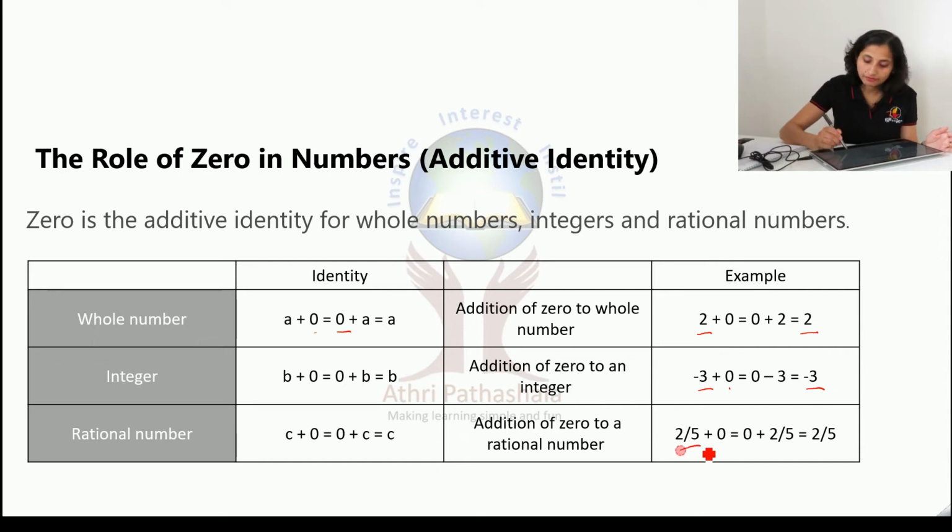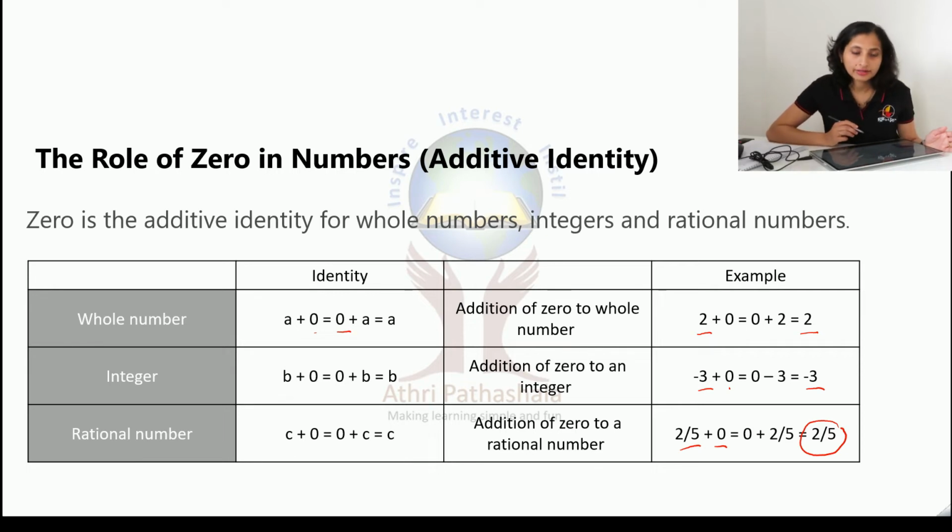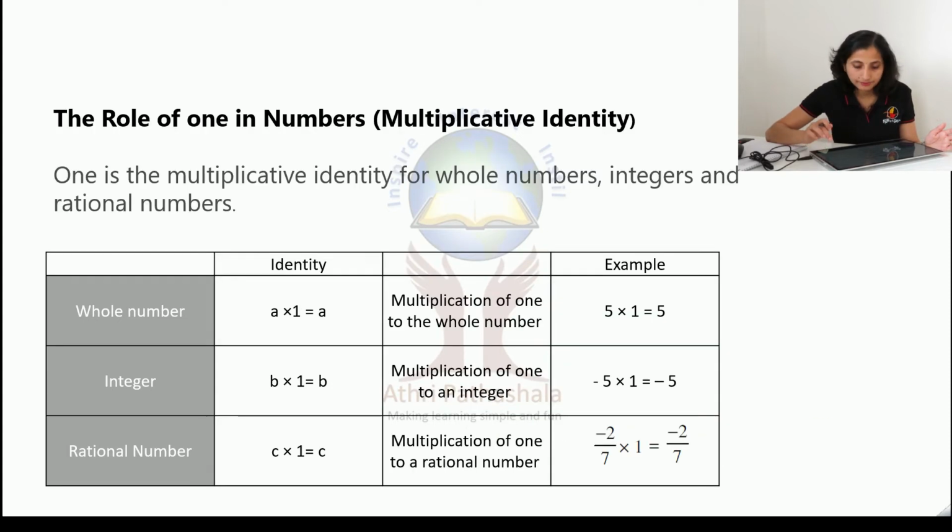And 2 by 5 is a rational number. For that I added 0. I got the same answer, 2 by 5. So the additive identity is 0 for the whole numbers, integers, and also the rational numbers.